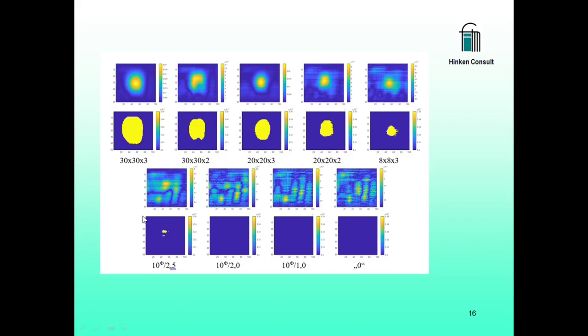The detection limit in this case is a flat bottom hole of 10 millimeter diameter and 2.5 millimeter thickness in a depth of more than 40 millimeter, mostly through balsa wood. That is a rather good value.